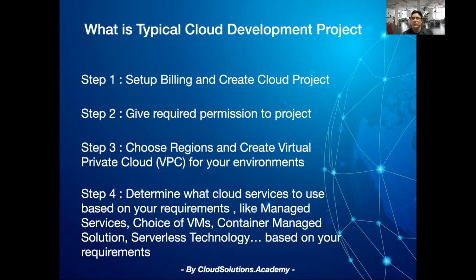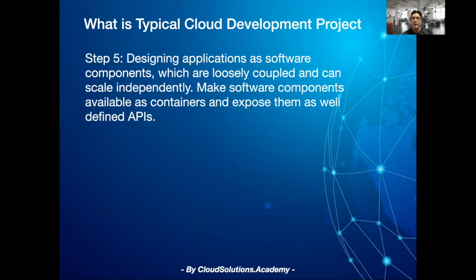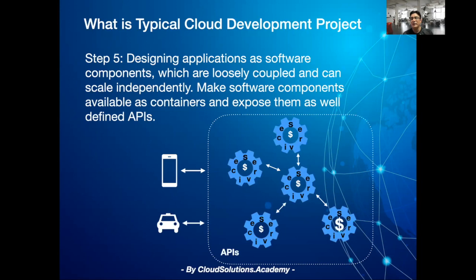Once you have chosen the region, the virtual machine, and decided what services you want to use, you'll go about designing and developing the cloud application. One of the approaches you can follow is to break down the application into loosely coupled, independent, deployable units, manage them as containers, and expose the service functionality as well-defined APIs. And you can embed the multi-cloud principles that I described in the multi-cloud development videos.